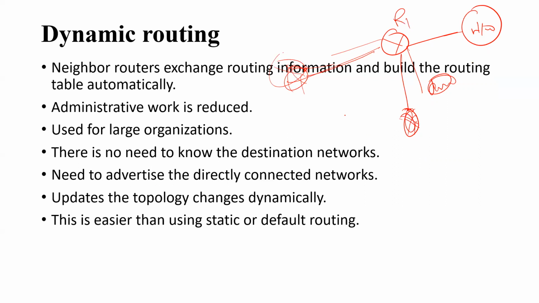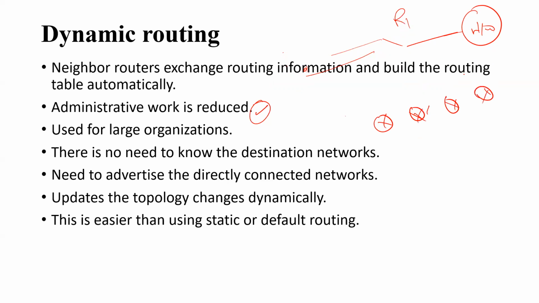By this, administrative work is reduced. How is it reduced? Suppose 10 routers are there. Earlier with static routing, if any new network was added, we had to configure the route for the new network in the routing tables of all the other routers. But in dynamic routing, we just configure the network that the router is connected to.